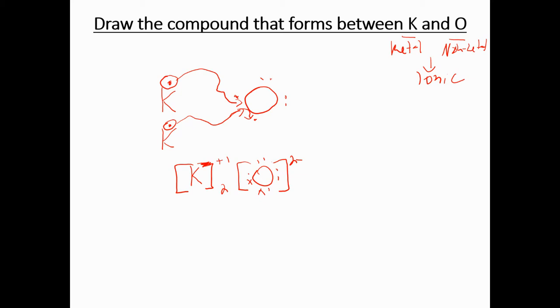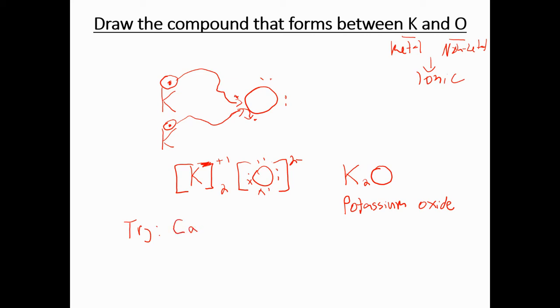If you want to write this as a formula, you could simply put K, the metal first, there's 2 of them, and then the nonmetal after, there's only 1. You don't have to write the number 1 there, that's K2O. And as you remember from grade 10, you'd name the metal first. This is potassium oxide.